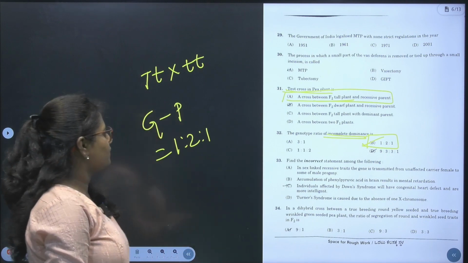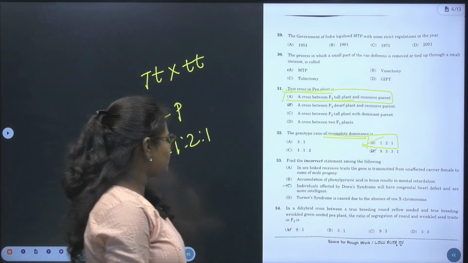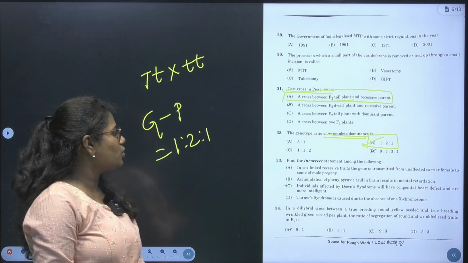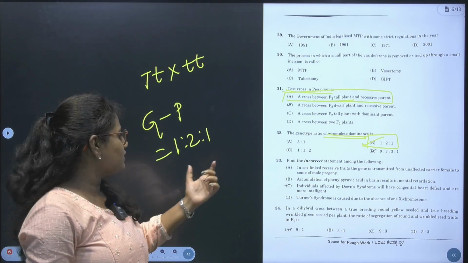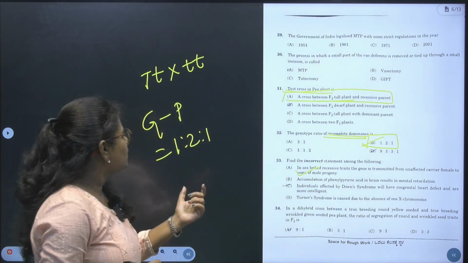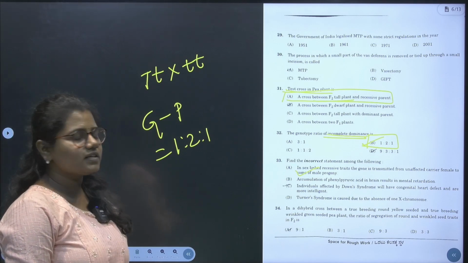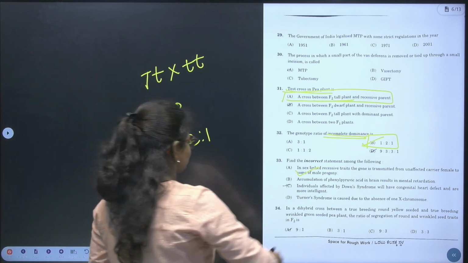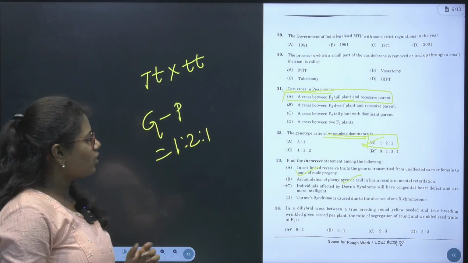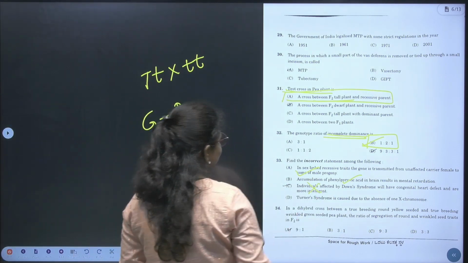Question number 33. Find the incorrect statement among the following. In sex-linked recessive traits, the gene is transmitted from unaffected carrier female to some of the male progeny. We know that this statement, that is statement A, is correct. Next, statement B, accumulation of phenylpyruvic acid in brain results in mental retardation. Yes, this is also true. Individuals affected by Down syndrome will have congenital heart defect and are more intelligent. No, they are not more intelligent. This is the incorrect statement.